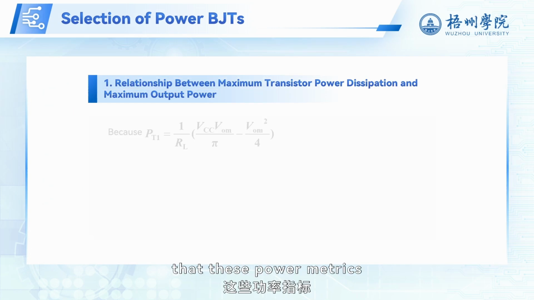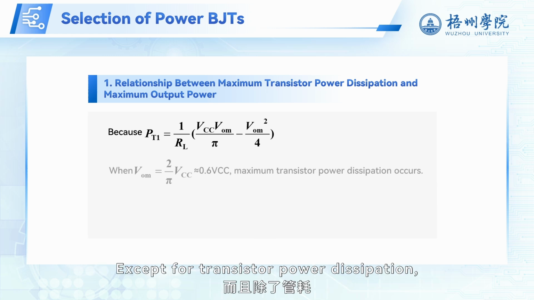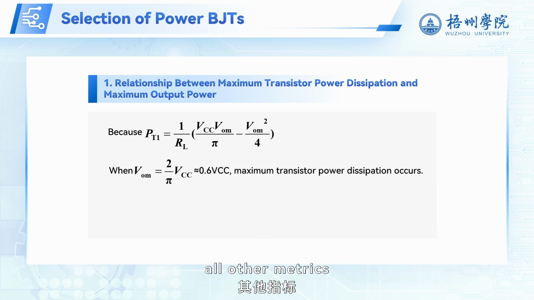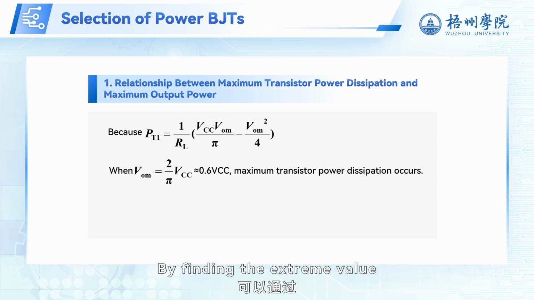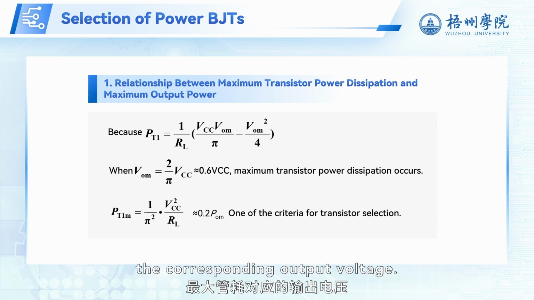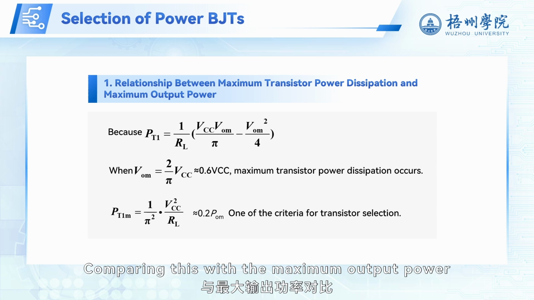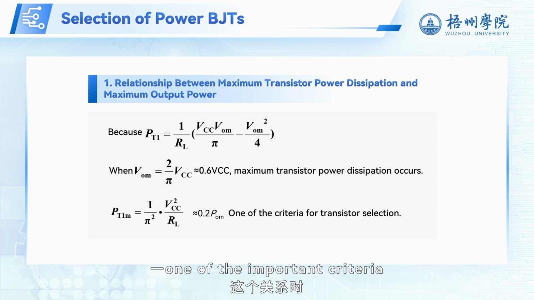It is clear that these power metrics are functions of the output voltage amplitude. Except for transistor power dissipation, all other metrics are monotonic functions of the output voltage. By finding the extreme value of the transistor power dissipation, we can determine the corresponding output voltage. Comparing this with the maximum output power gives us the relationship between maximum transistor dissipation and maximum output power, one of the important criteria in selecting power transistors.